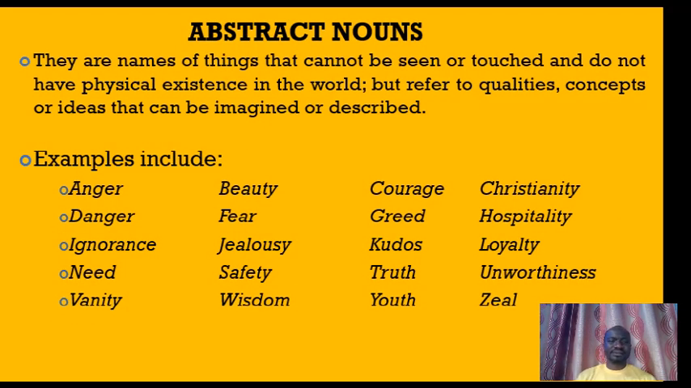Let's go into details on all of them. Abstract nouns. They are names of things that cannot be seen or touched and do not have physical existence in the world, but refer to qualities, concepts, or ideas that can be imagined or described. Examples include anger, beauty, courage, Christianity, danger, fear, greed, hospitality, ignorance, jealousy, loyalty, need, safety, truth, unworthiness, vanity, wisdom, youth, zeal. All these words are nouns, but they exist in our mind. We can't see them, we can't touch them. That is why we call them abstract nouns.